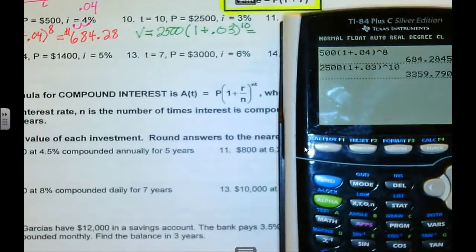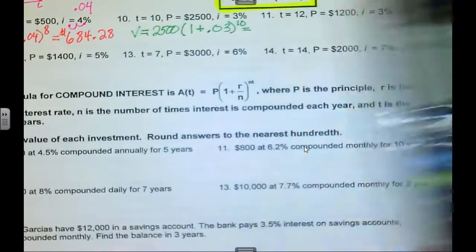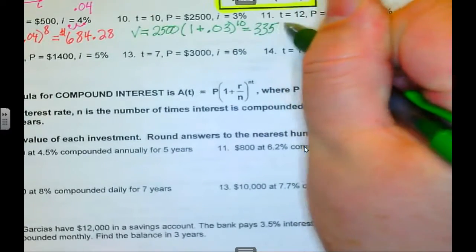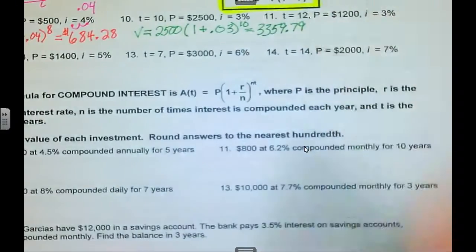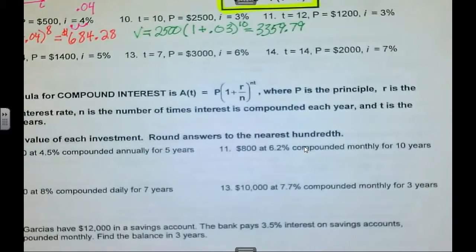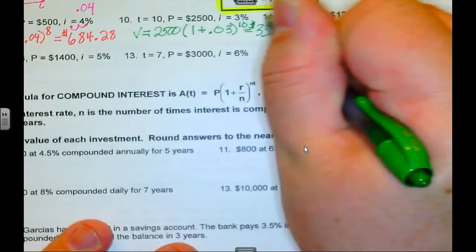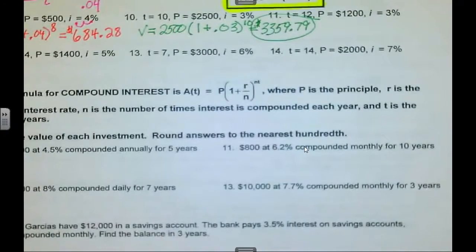And I get 33.59, and I'm going to cut it off after 2 decimal places. The third decimal is a 0, so I'm just going to leave it at 79. 3359.79. I started with $2,500, 10 years, $3,300. Yeah, that makes sense to me. All right, let's do one more. Let's do 14.